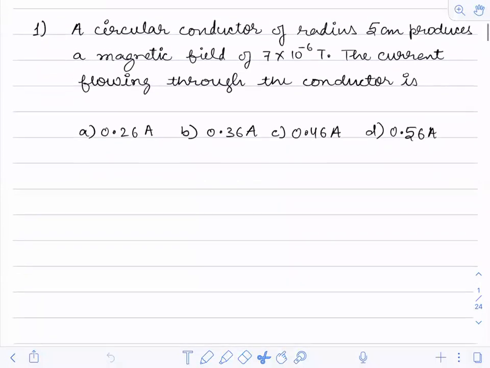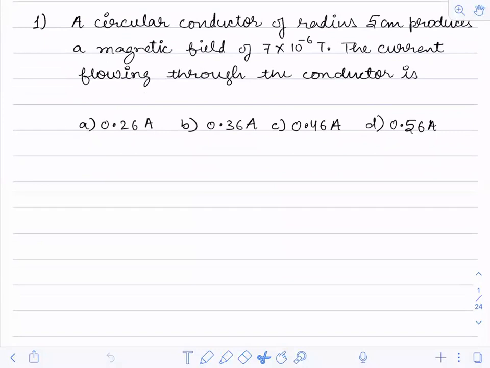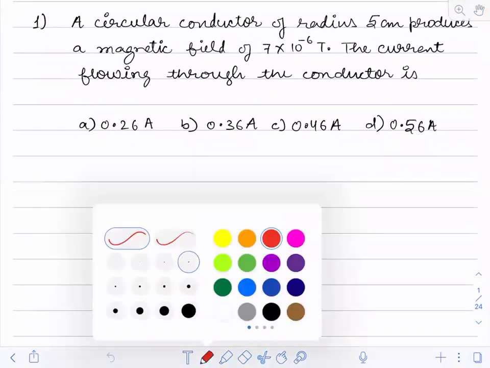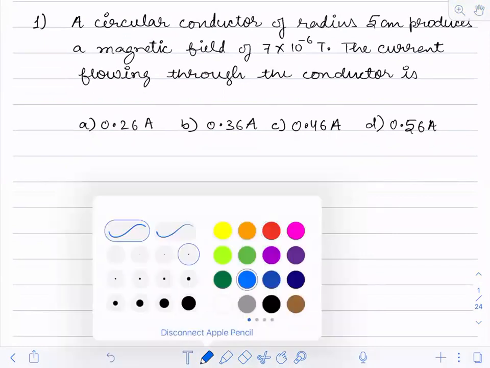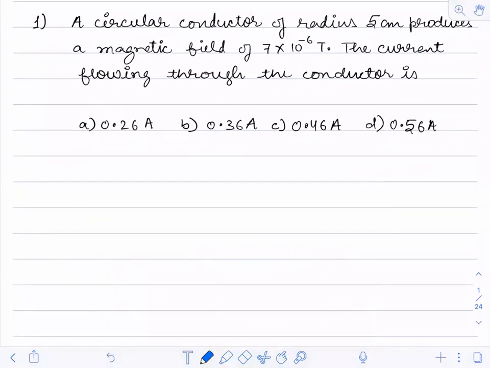So just see here, the question says that there is a circular conductor of radius 5 centimeter, and a magnetic field of 7.7 into 10 to power minus 6 is created. The current flowing through the conductor is? Now we know the magnetic field value due to a circular current carrying conductor. So how will you solve this question? This is just a direct formula based question.